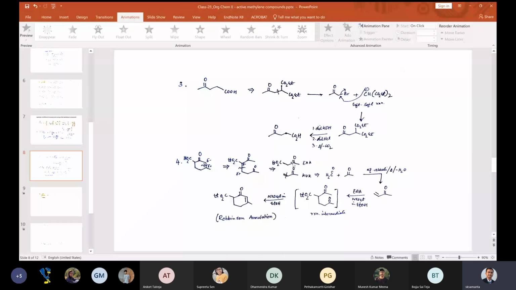So then this negative charge will attack that one, so this bromine will be gone. You get this one. Hydrolyze this one with KOH. Both of these will be hydrolyzed. Use dilute acid followed by heat treatment. These are beta keto acids to each other. So one of these COOH will be removed and you get this compound. Got it? Clear?